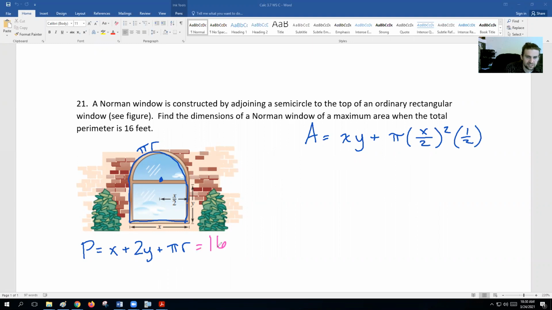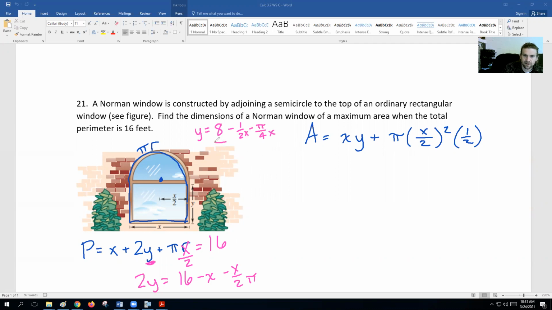We know the perimeter has got to equal 16. So let's get this y by itself. 2y would equal 16 minus x, and then minus, oh, I kind of messed up, that should be x over 2, because the radius, times pi. And then we can divide that all by 2. 16 divided by 2 is 8. x divided by 2 is a half of x, and x over 2 times pi would actually be pi over 4 x.